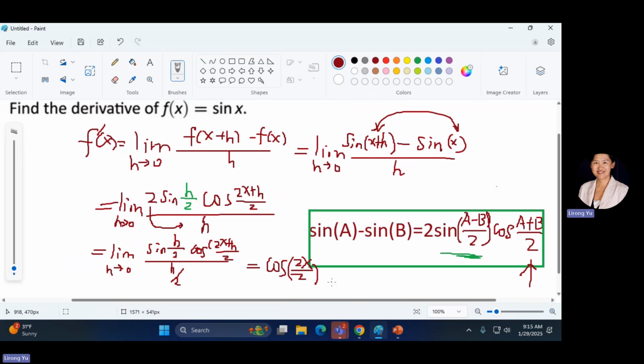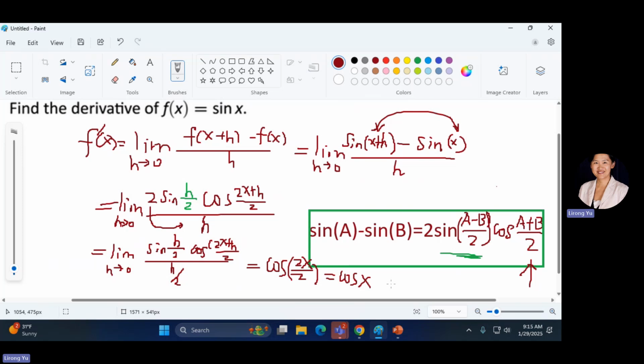Okay, why is it cosine of 2x over 2? Because cosine of (2x plus h) over 2, and h is approaching 0, so then you really have 2x over 2. So 2x over 2 is really x because the 2 is canceled. So the derivative of sine is actually cosine. That's really the mathematical proof of it.